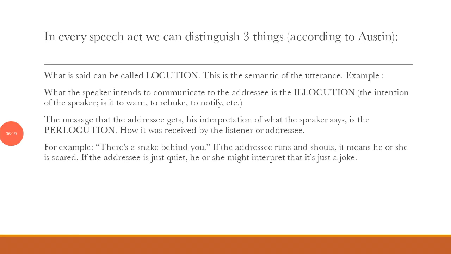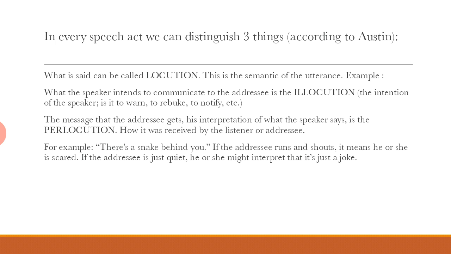What is said is the locution. This is the semantics of the utterance. What the speaker intends to communicate to the addressee is the illocution, or the intention of the speaker. It is to warn, to rebuke, to notify, and so on. The message that the addressee gets, the interpretation of what the speaker says, is the perlocution, how it was received by the listener or addressee.